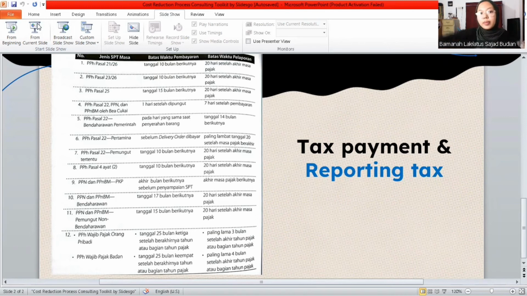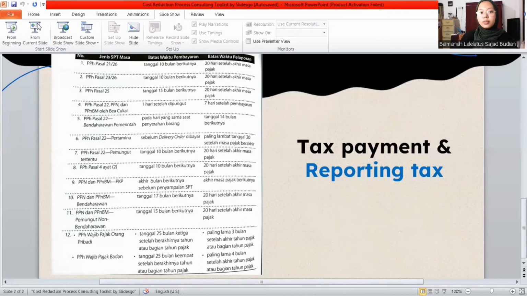And for PPh pasal 22, PPN and PPN BM oleh Bea Cukai, the tax payment is 1 day after dipungut, and reporting tax is 7 days after the payment. And then there is PPh pasal 22 bendaharawan pemerintah, the tax payment is pada hari yang sama saat penyerahan barang, and reporting tax is tanggal 14 in the next month. The next one is PPh pasal 22 Pertamina. The tax payment is sebelum delivery or dibayar, and the reporting tax is paling lambat tanggal 20 setelah masa pajak berakhir.